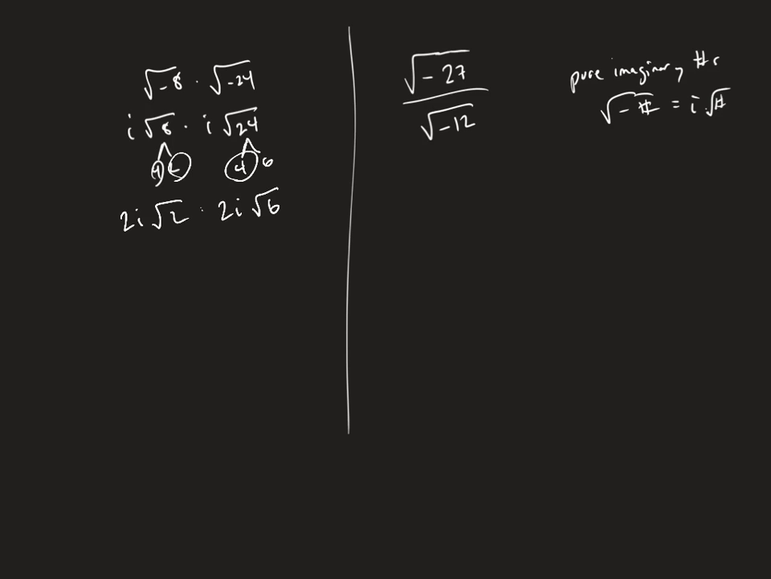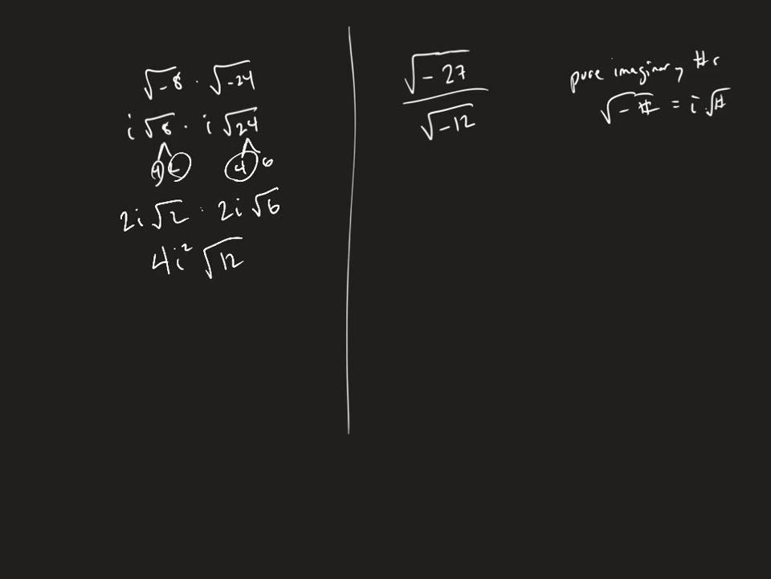Okay. Now, once you've got this simplified, now you can multiply. So when you multiply again, remember outside times outside, inside times inside. 2i times 2i is 4i squared. And then on the inside, 2 times 6 is 12.